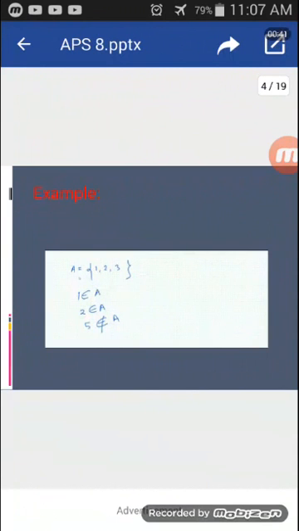1 belongs to A because it is present in A. 2 belongs to A, and 5 does not belong to A because it is not present in A.